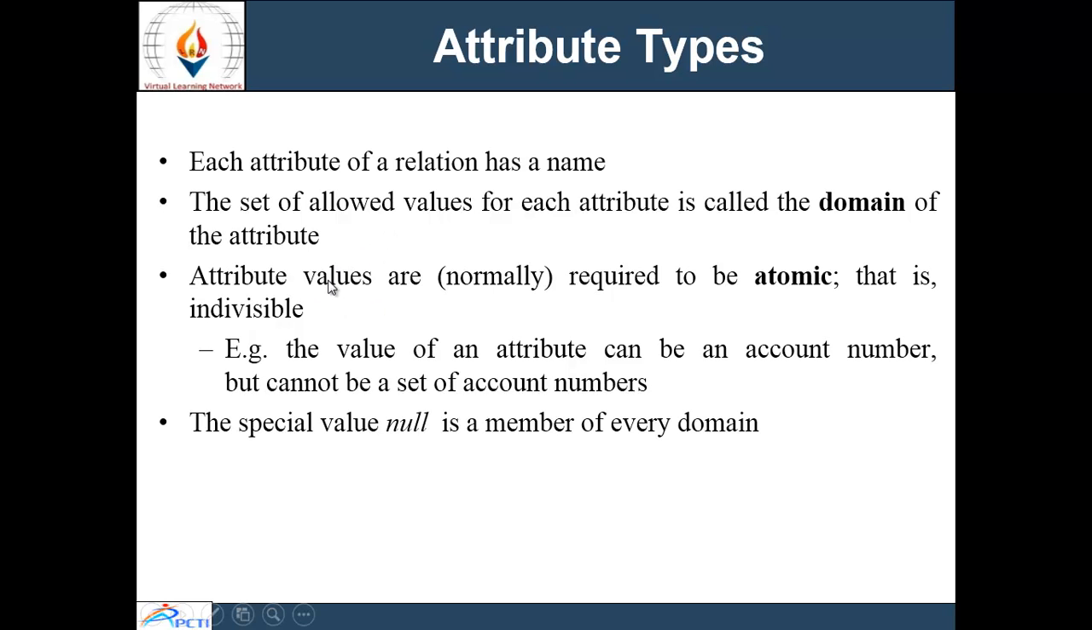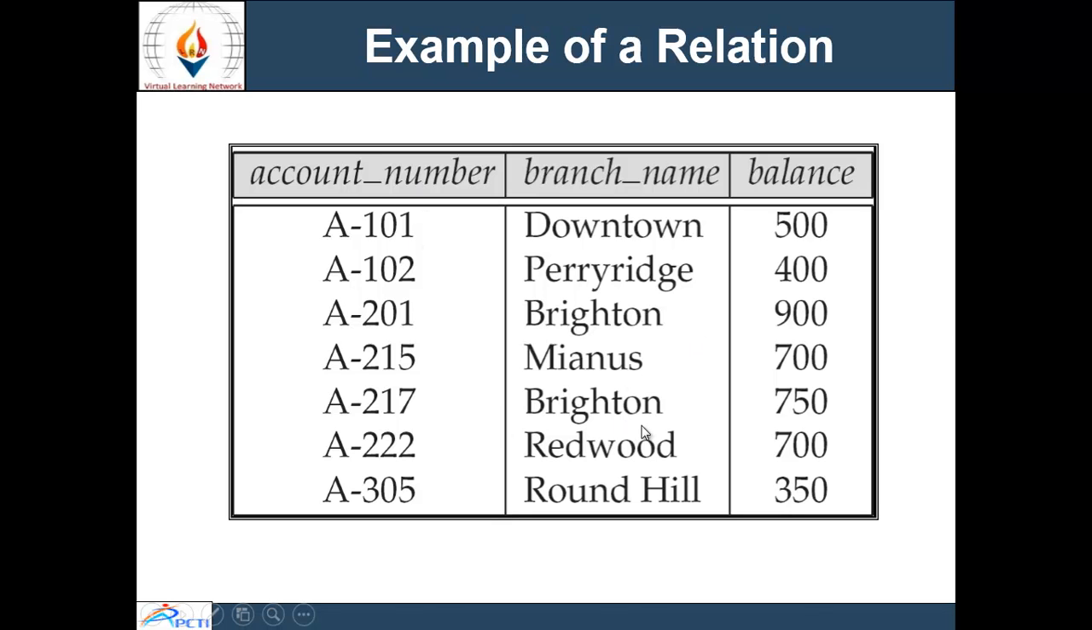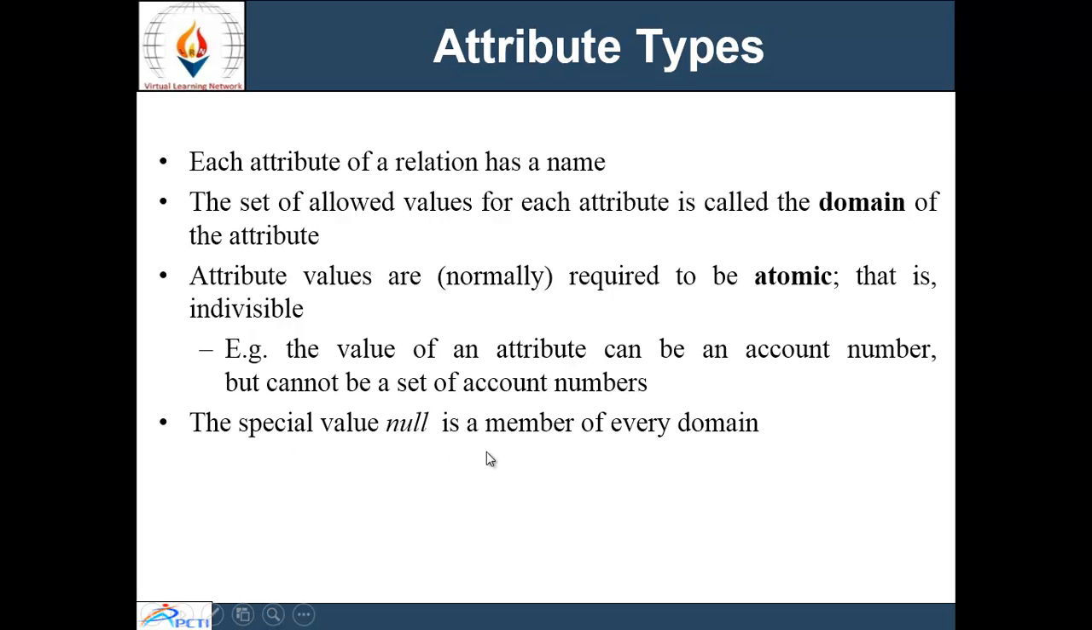And the attribute values are required to be atomic. That means, for example, the value of an attribute can be an account number but cannot be a set of account numbers, which cannot be broken down into different units. Then the special value null is a member of every domain. In every domain there is a special value, that is null, which could be there.